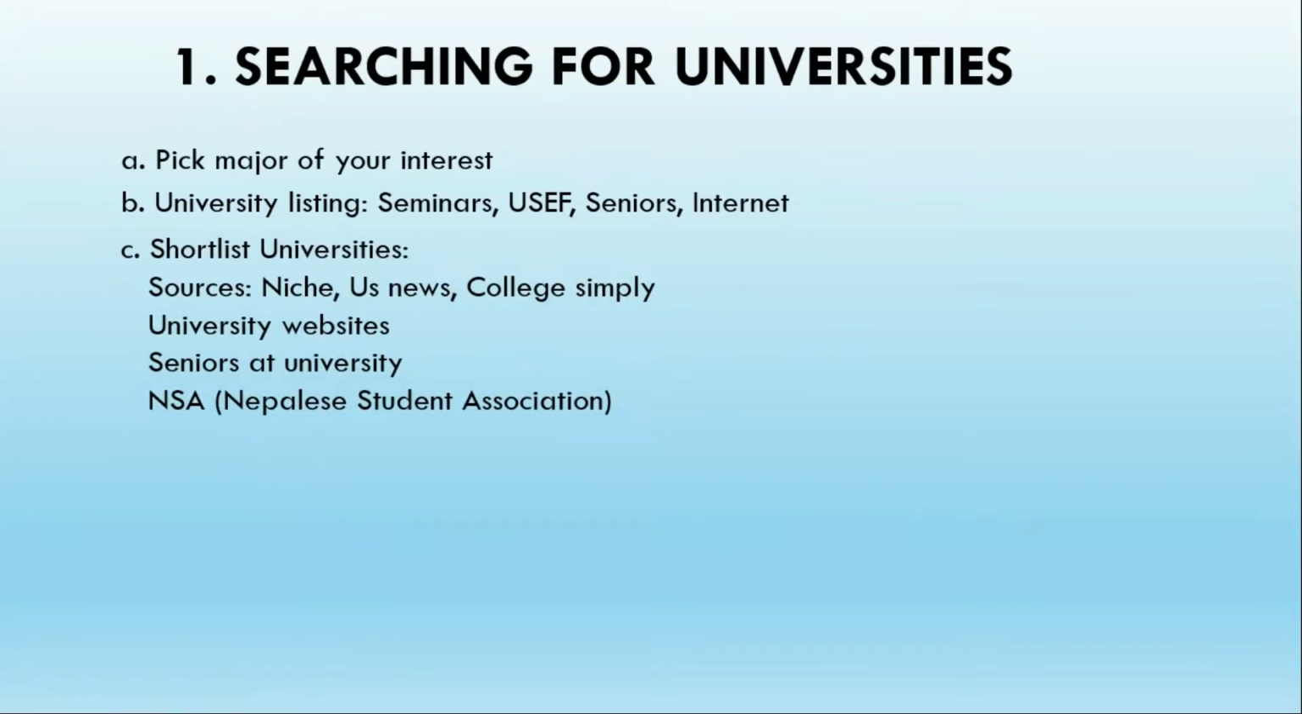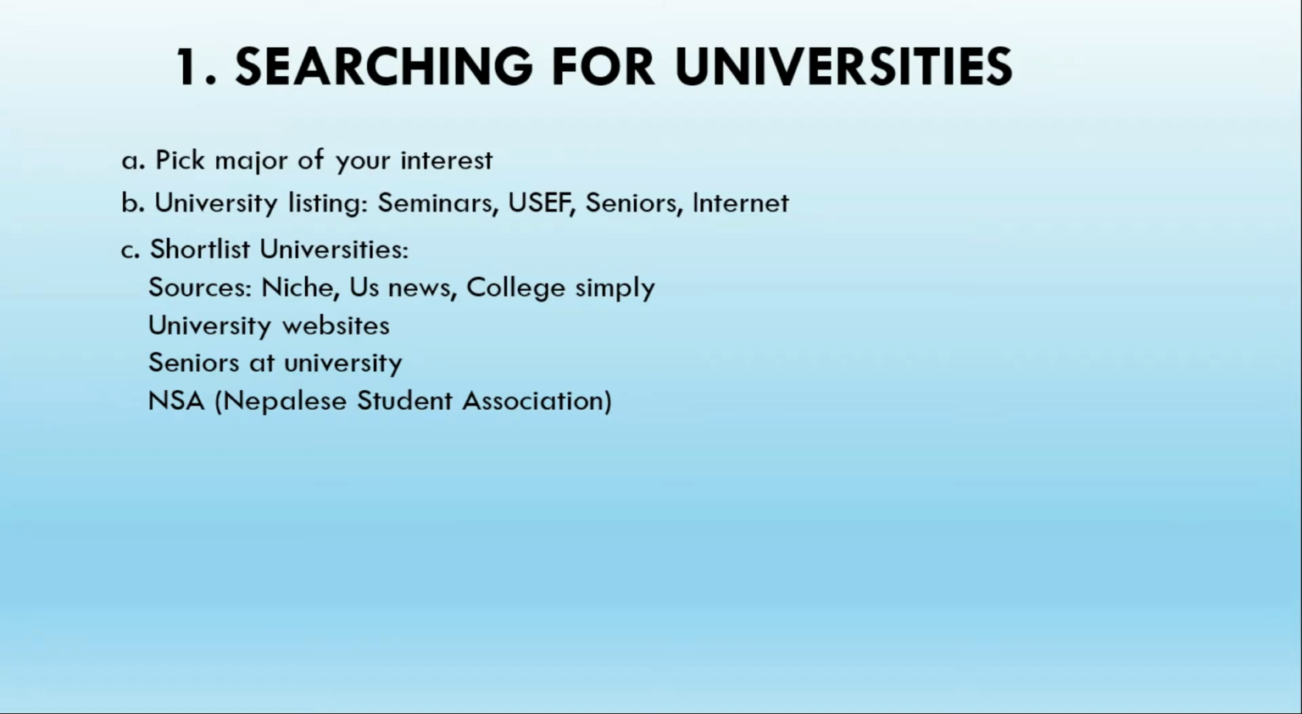Once you have made the list of universities, now it's time to shortlist the universities, shrink them down. There isn't any specific number, but from my personal experience and point of view, anywhere between 5 to 6 universities is good to go. So you can apply to 5 to 6 universities.